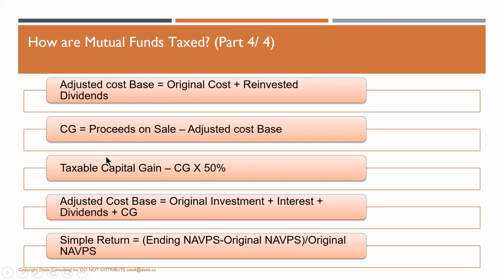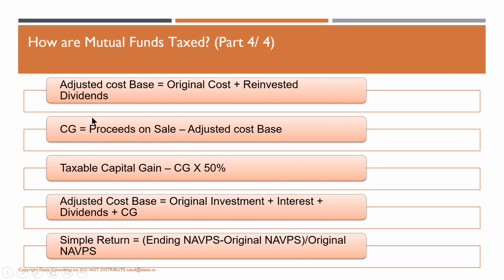But this is the summary. Adjusted cost base is equal to original cost plus reinvested dividends. So if you reinvest the dividends, you need to add that to the original cost. Remember in that example that we did? 8,000 plus the 3,500, we need to add those two together, and that will be your ACB. That is going to be your adjusted cost basis.